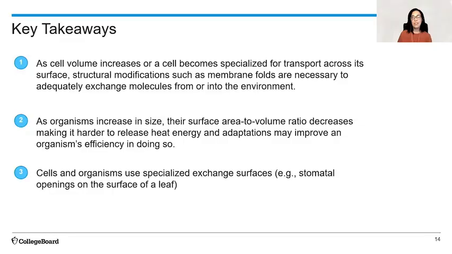As organisms increase in size, their surface area to volume ratio decreases, making it harder for them to release heat. But adaptations, like we saw with the elephant and having the larger, flatter ears, may improve an organism's efficiency at exchanging that heat energy. And cells and organisms are going to use specialized exchange surfaces, such as stomatal openings on the surface of a leaf, in order to maximize exchanging molecules, taking in molecules, releasing them as needed, to help the organism function most efficiently.